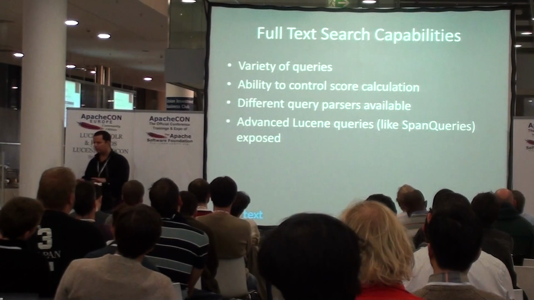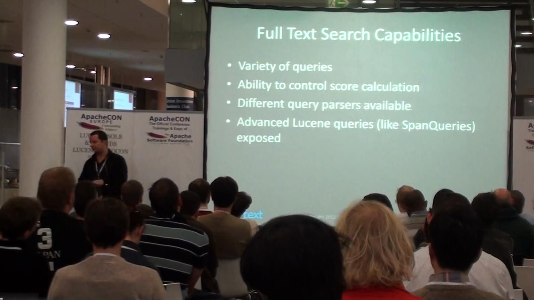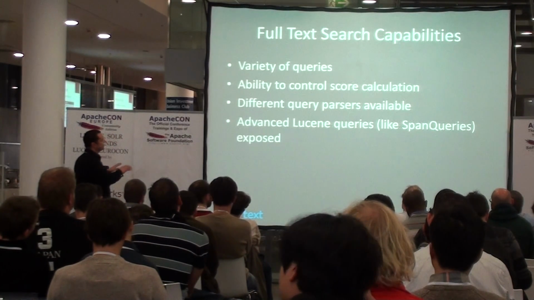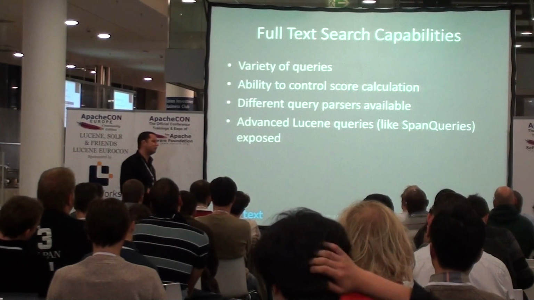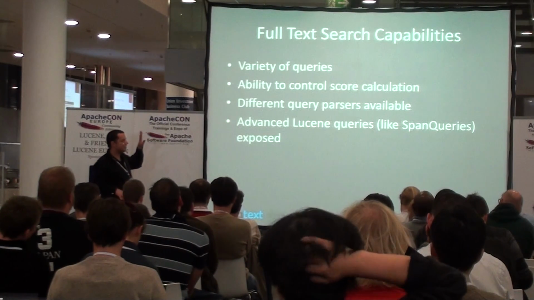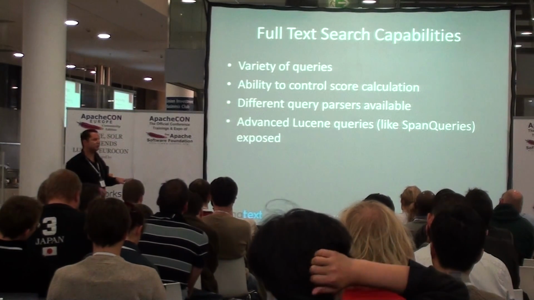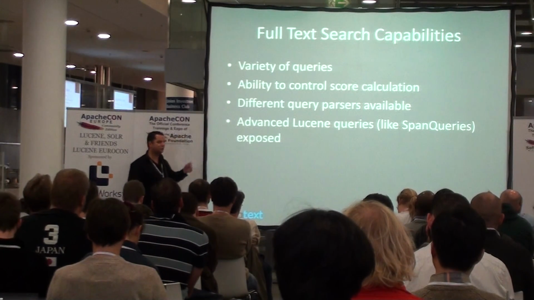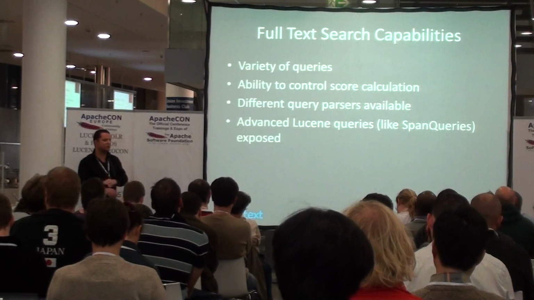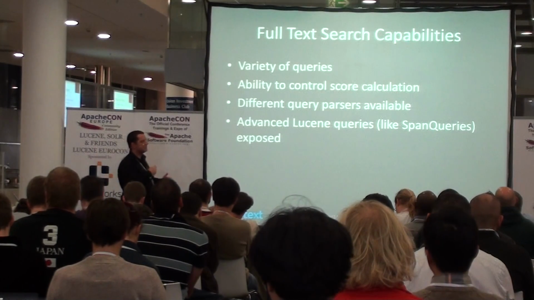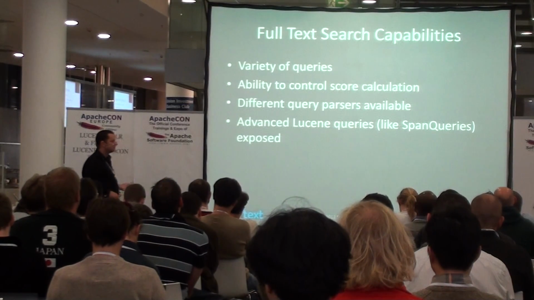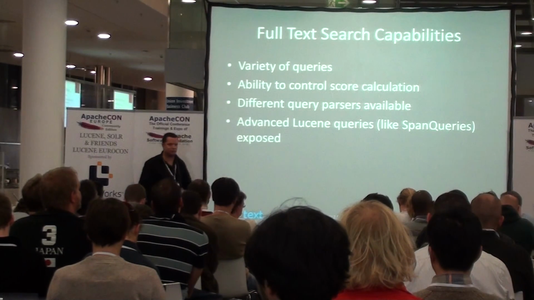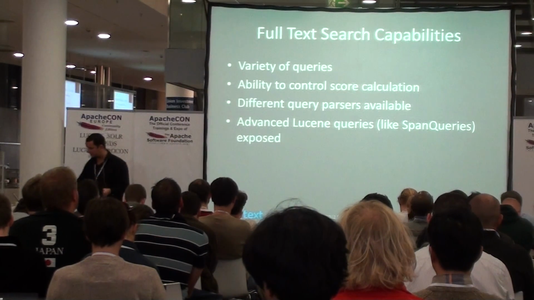Of course, both search engines provide a variety of queries for full text searching. You have the ability to control score calculation. You can have different query parsers available. This is especially so in Solr, where you have multiple query parsers that you can use, like Dismax, Edismax, standard parser, field parsers, and of course you can use span queries, which are also available in Elasticsearch.